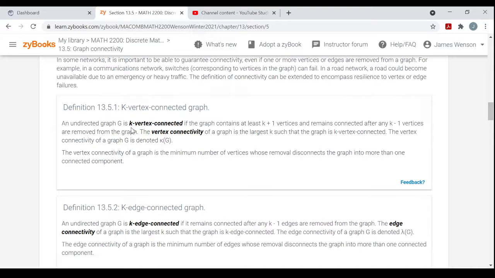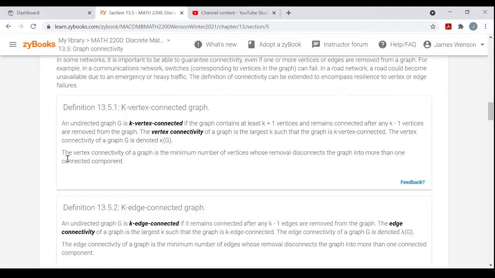Or another example, right? If a graph were 3 vertex connected, that means you could remove any 2 vertices, k minus 1, and it would still be connected. All right, so the vertex connectivity of a graph is the largest value of k such that the graph is k vertex connected. And this vertex connectivity of a graph G is denoted by kappa of G, Greek letter, it's a little k, but Greek letter kappa.